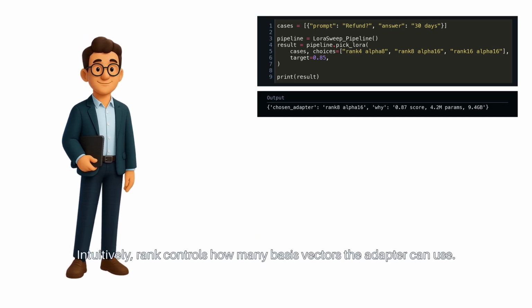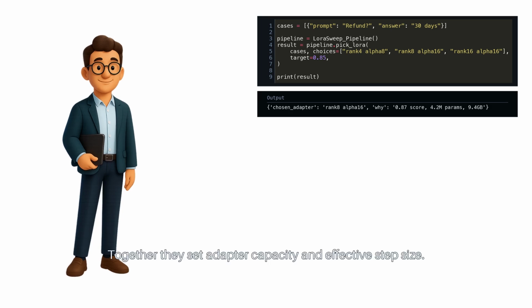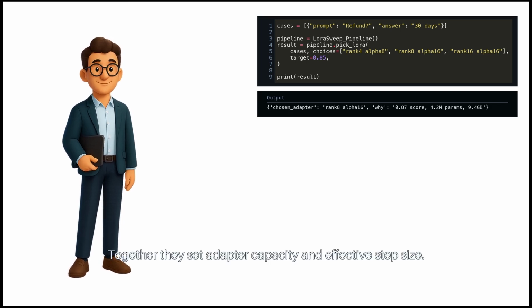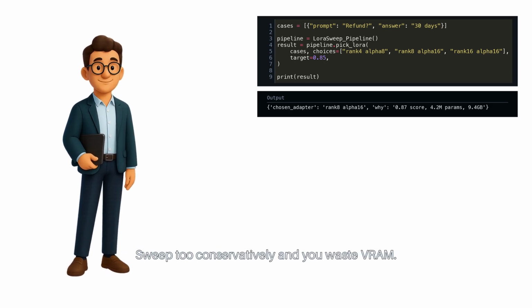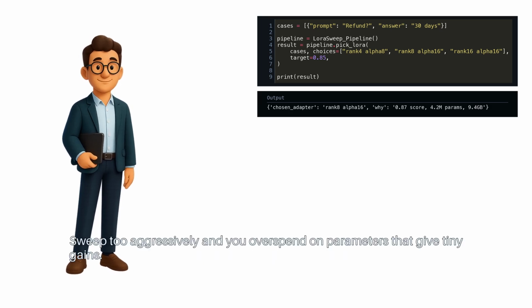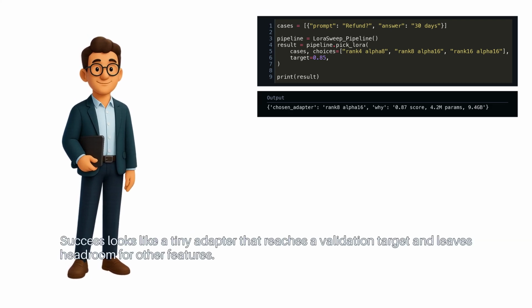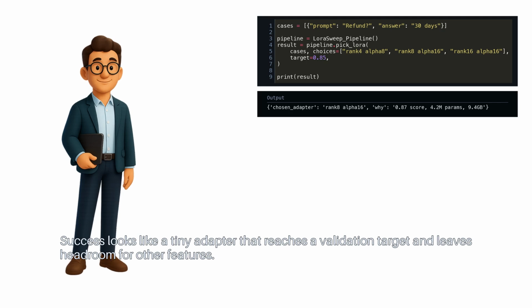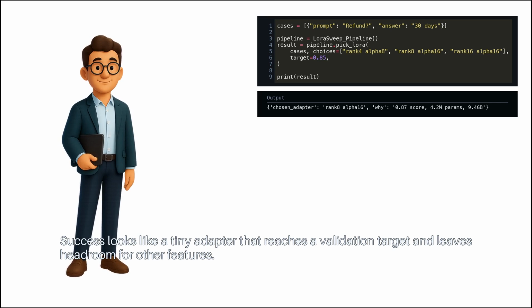Intuitively, rank controls how many basis vectors the adapter can use. Alpha scales those updates. Together, they set adapter capacity and effective step size. Sweep too conservatively, and you waste VRAM. Sweep too aggressively, and you overspend on parameters that give tiny gains. Success looks like a tiny adapter that reaches a validation target and leaves headroom for other features.